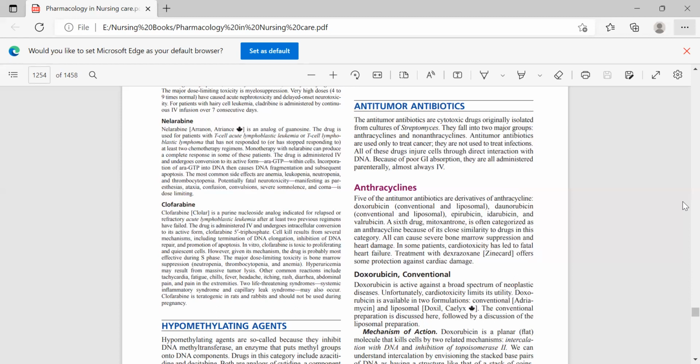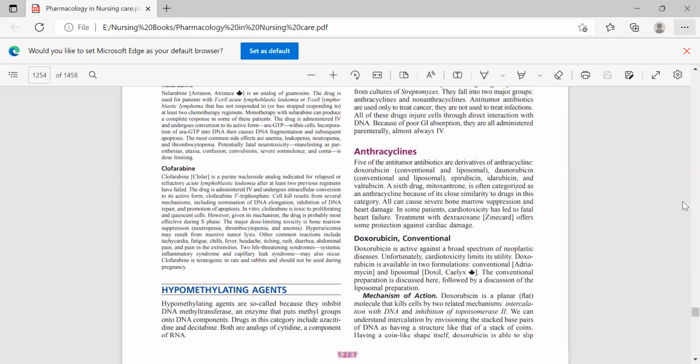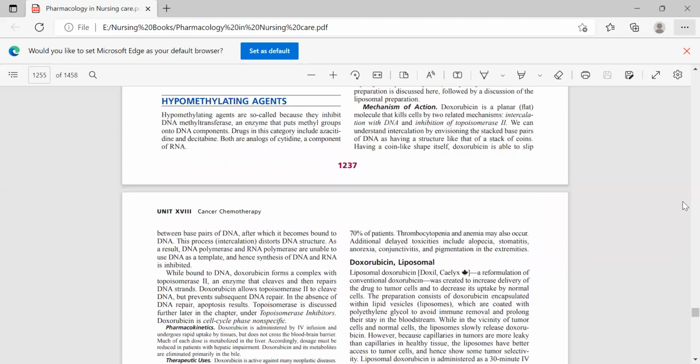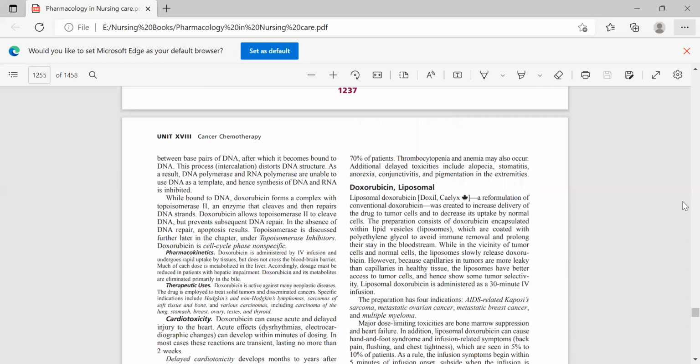While binding to DNA, doxorubicin also forms a complex with topoisomerase 2, an enzyme that cleaves and then repairs DNA strands. Doxorubicin allows topoisomerase 2 to cleave DNA but prevents subsequent DNA repair. In the absence of DNA repair, apoptosis, that is programmed cell death, results. In this way, doxorubicin completely kills the neoplastic cell. That is due to this type of mechanism of action.